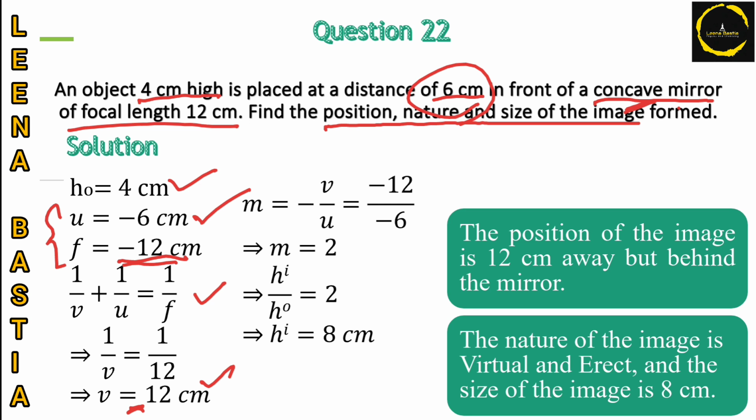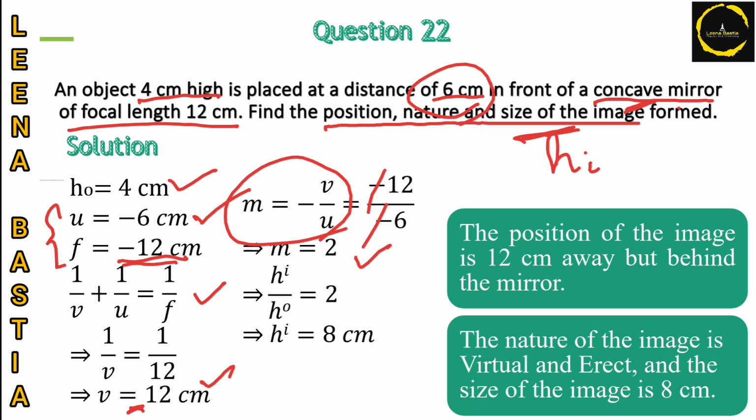So here again we have to find out the size of the image, that is HI, right? HI we have to calculate. Now again use this formula to get the value of magnification. So minus 12 by minus 6 will give you simply 2. Here minus is cancelled, isn't it? So we have to substitute the M value in the formula.